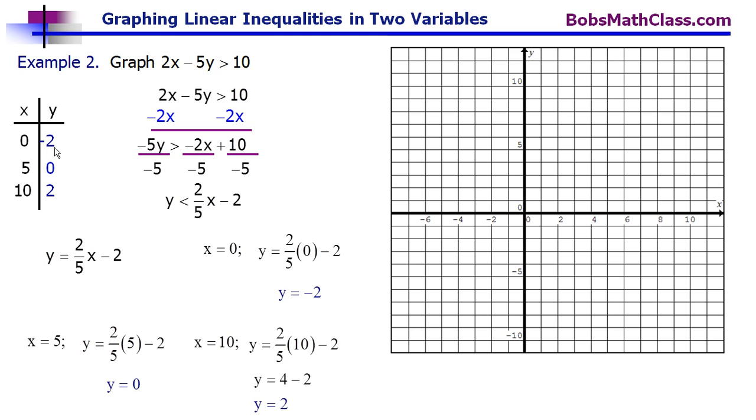Okay, let's plot those coordinates on this Cartesian coordinate system. Here's 0, negative 2, 5, 0, and 10, 0. Line, once again, is dashed. Be careful, don't forget to make it a dashed line when you draw it in. And then we're going to shade below the line.